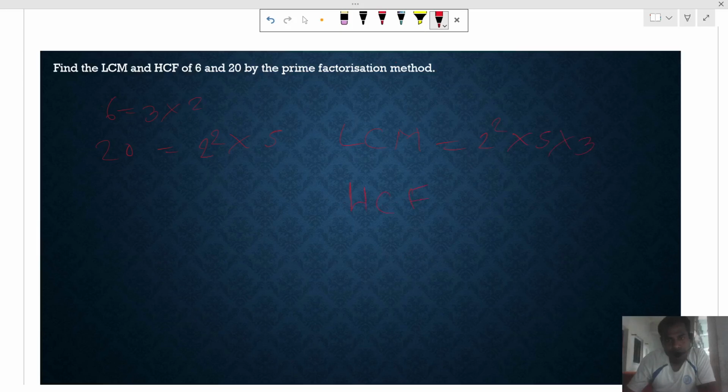HCF is equal to 2. Okay, how can we decide it? LCM will be the highest power, and HCF will be the lowest power. The prime factors are 3 and 2, and 2 to the power 2 into 5. Highest power is 2 to the power 2, 5, 3, and lowest power is 2, that is common. Highest will be LCM and lowest will be HCF.